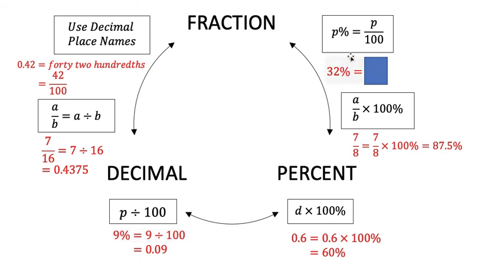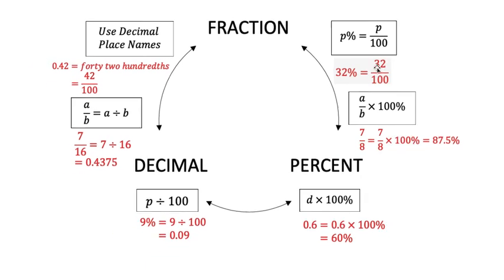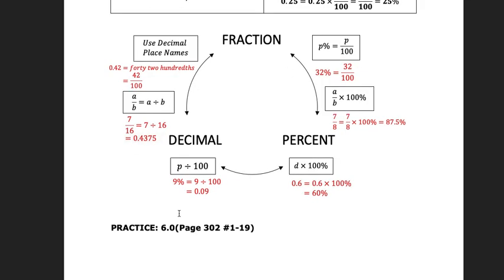Next, percent to fraction. If you have 32%, we know that percent is a fraction per 100. And then we've done an example of each. Hopefully that's something that is a strong skill at this point. Good luck with these homework questions.